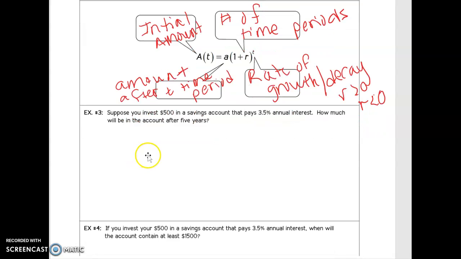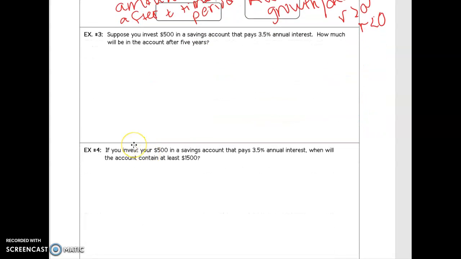Okay, so let's put this into an example form here. Suppose you invest $500 in a savings account that pays 3.5% annual interest. How much will be in the account after 5 years? So hopefully you're telling yourself we have growth. So you should see a problem where it's growing. And the formula we want to use is what was given above: A times (1 plus r) to the power of t.